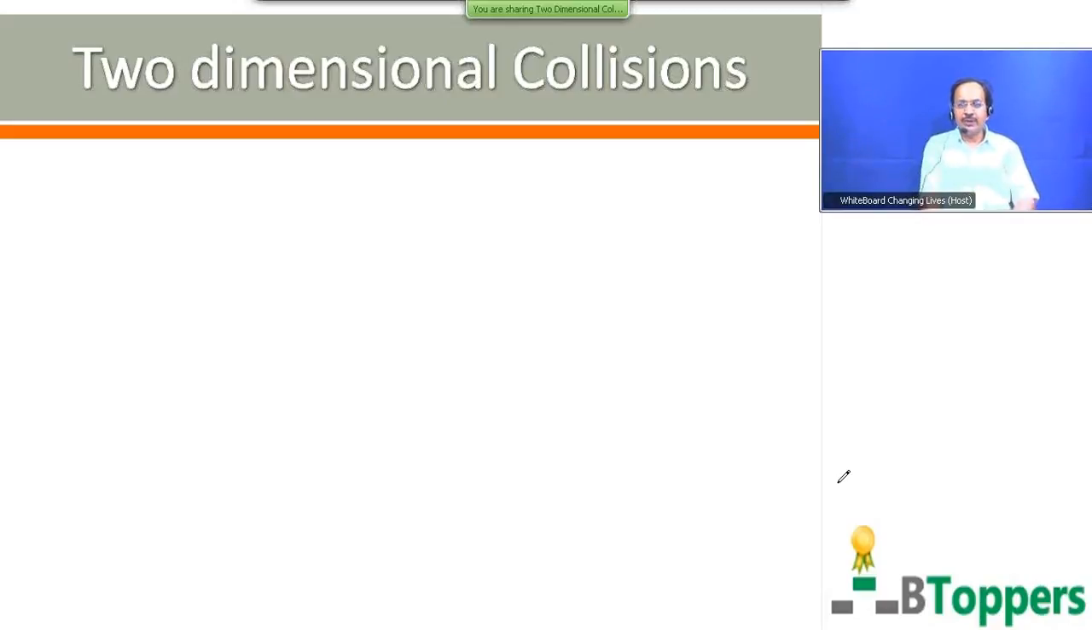First I am going to discuss the theory of two-dimensional collisions and some special cases in two-dimensional collisions. Next, I will be showing you the notes for the same. So, if the velocities just after collision and just before collision are confined to a single plane, then it is called a two-dimensional collision.